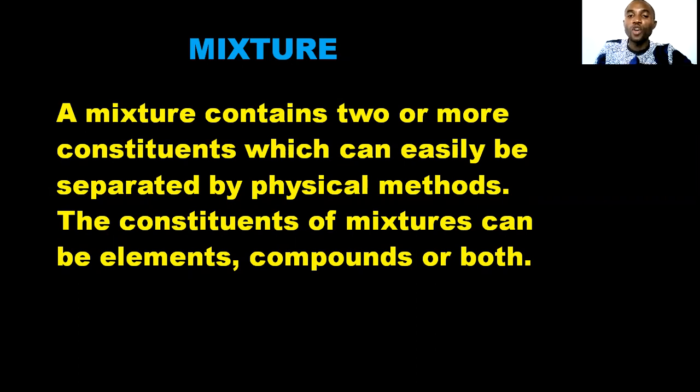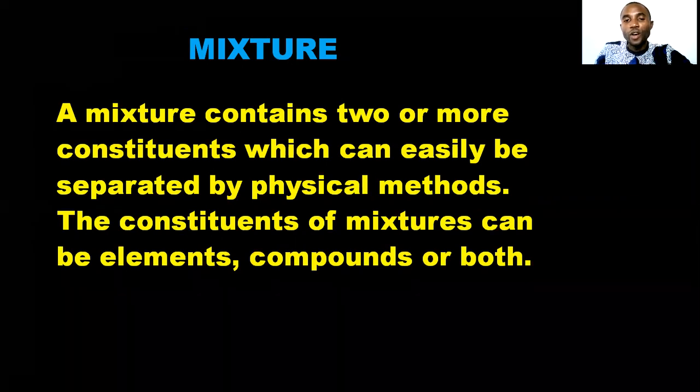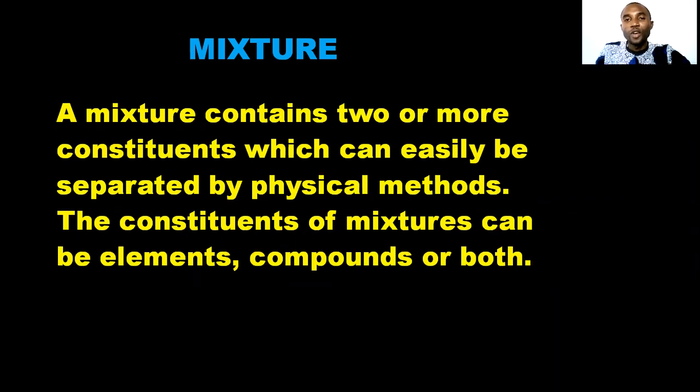All right, a mixture contains 2 or more constituents which can easily be separated by physical methods. Of course, a compound contains 2 or more elements chemically bonded together, and it cannot be separated by physical means. But a mixture can be separated by physical means. All right, that is it.